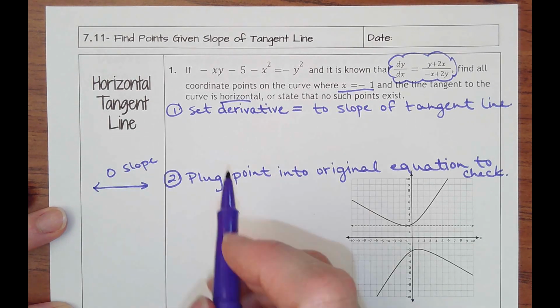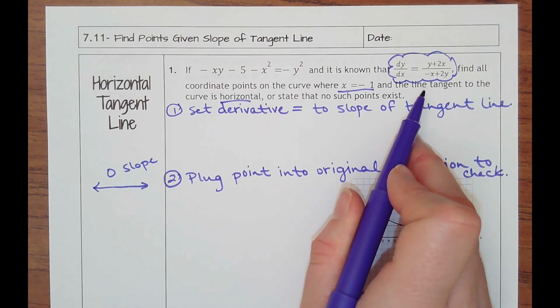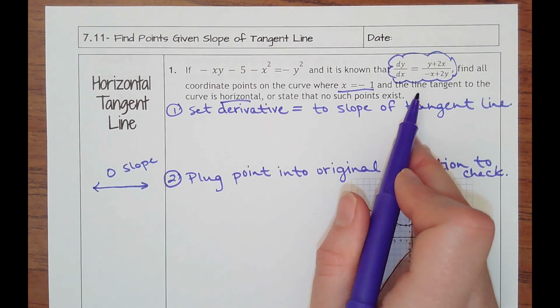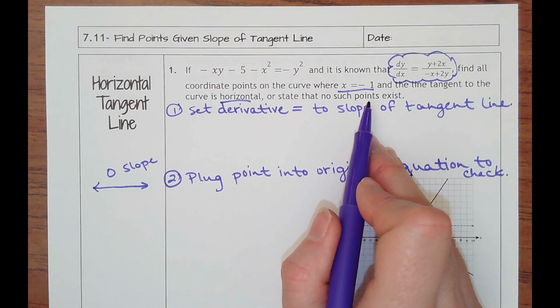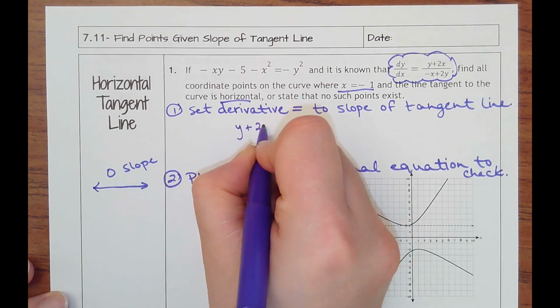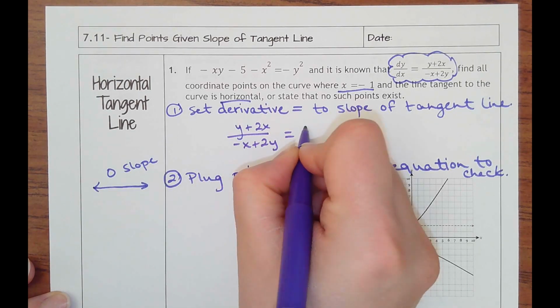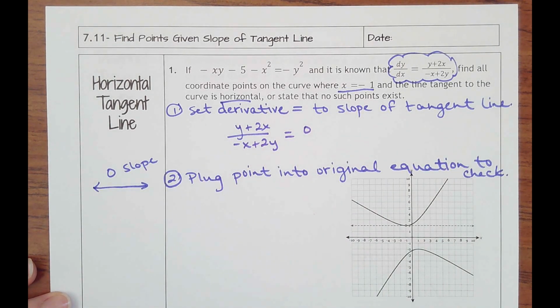Let's try it. So step number 1, you're going to take the derivative that they're giving you and set it equal to what slope do we want that to come out to? Well, since it's horizontal, it needs to come out to be 0. So let me just show you something. If you had y plus 2x over -x plus 2y, and we want that whole thing to come out to 0. Think of a proportion.